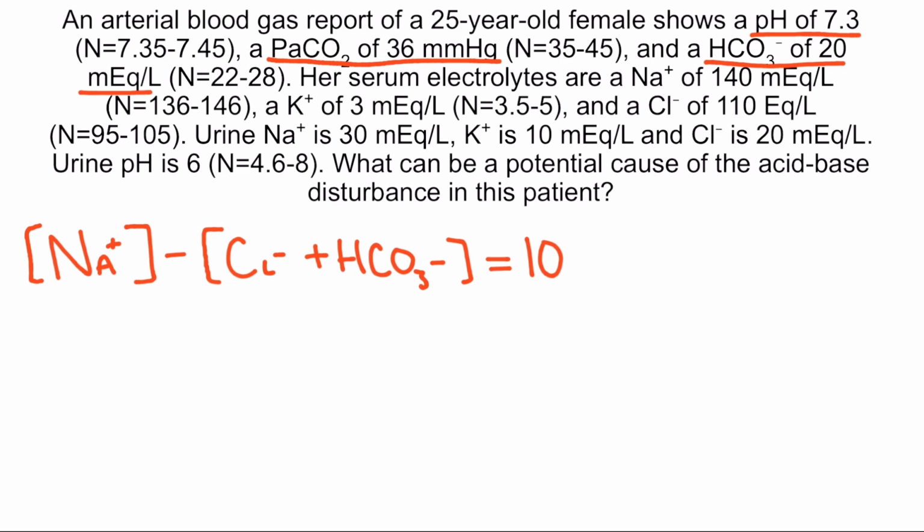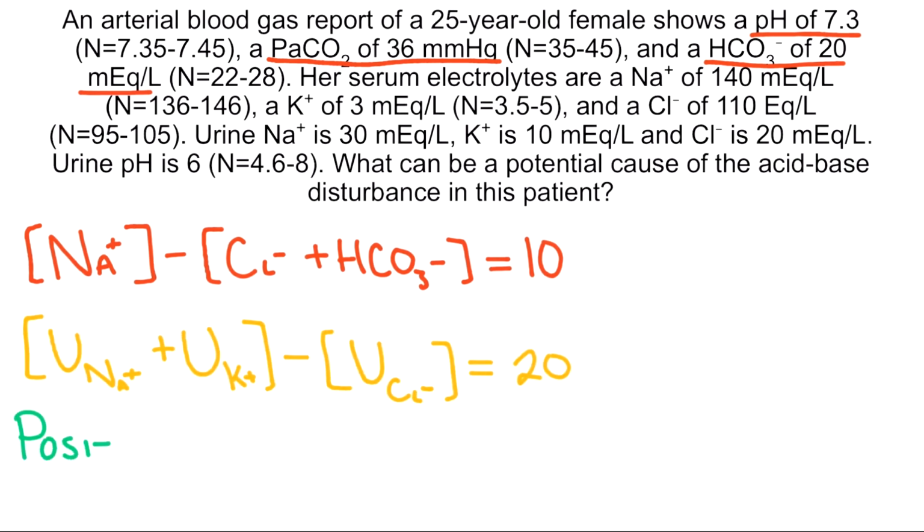So we know that she has a normal anion gap metabolic acidosis, and this is commonly caused by diarrhea and renal tubular acidosis. The way we differentiate these two conditions is by calculating the urine anion gap. To calculate this, we subtract the urine chloride levels from the sum of the urine sodium and potassium levels, which in this case is 20.